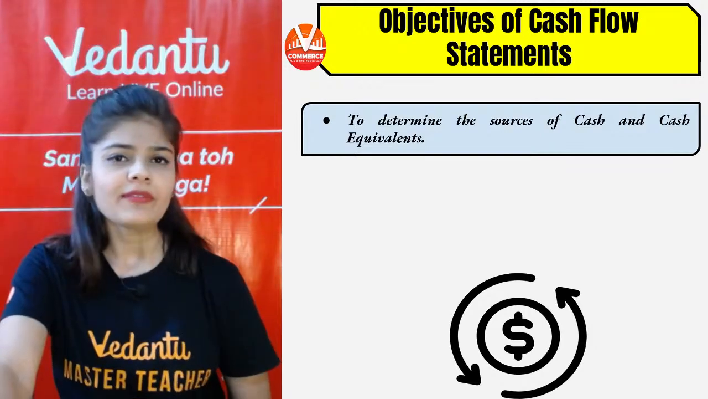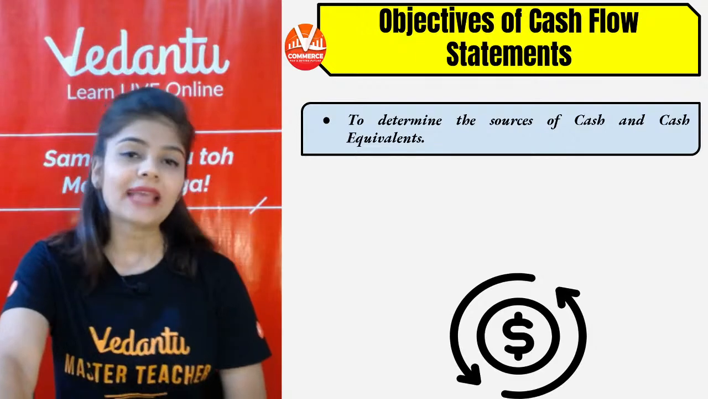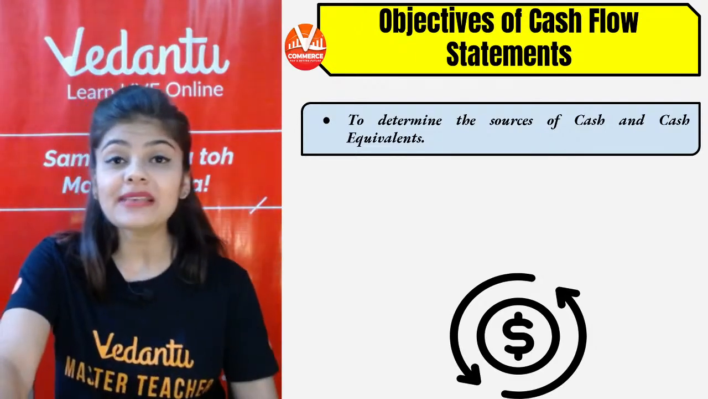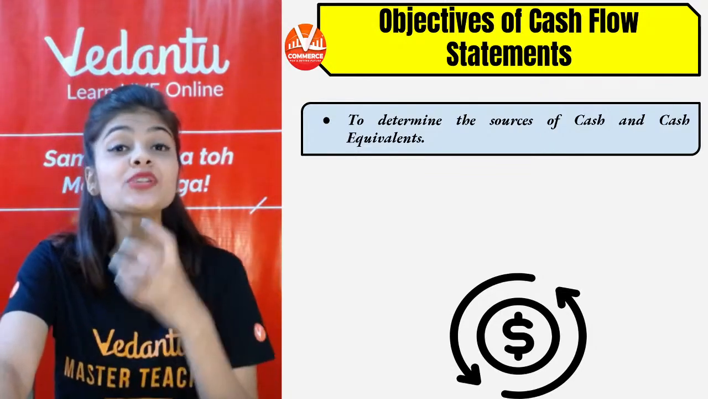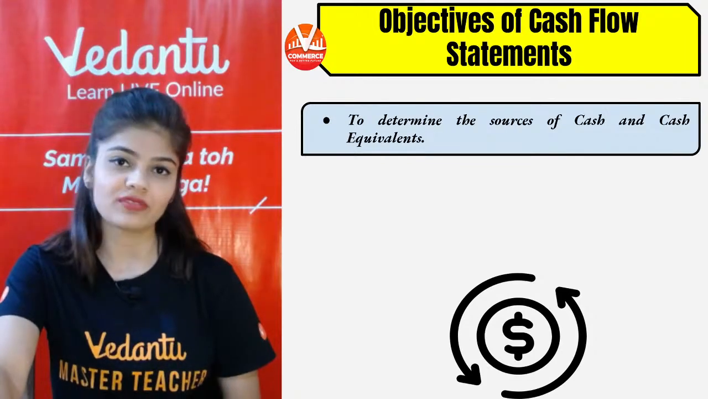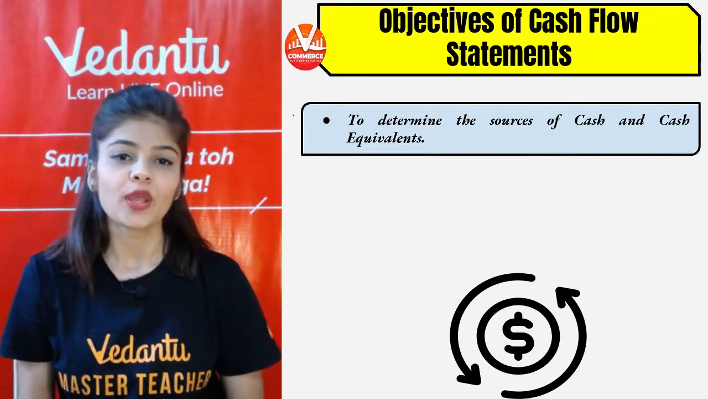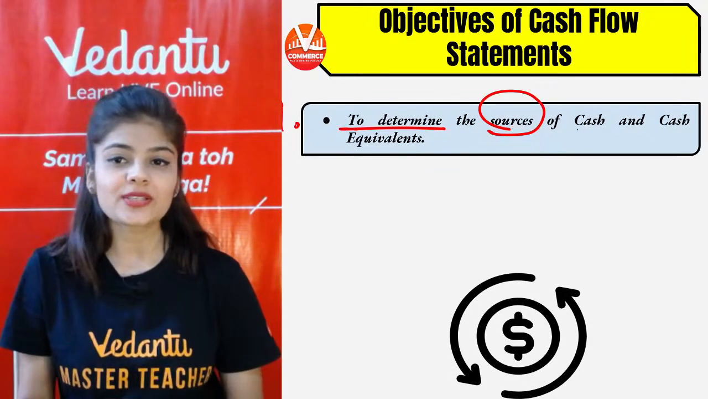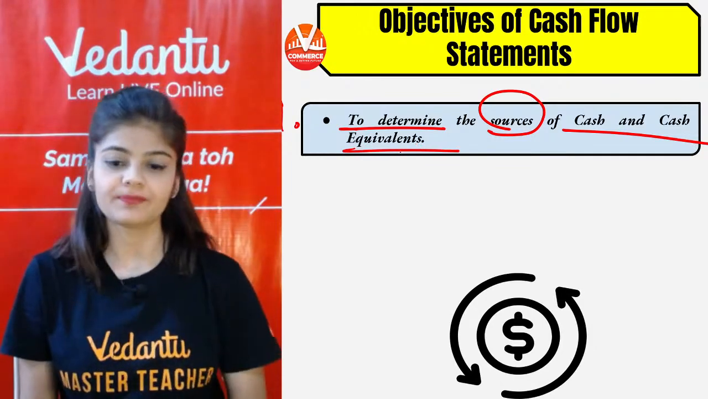First objective is to determine the sources of cash and cash equivalent. आपको ये पता लगाना है कि ये पैसा आया कहाँ से. You want to know the sources of cash and cash equivalent. For that you are preparing this cash flow statement. So first we have to determine the sources of cash and cash equivalent. This is the first objective.